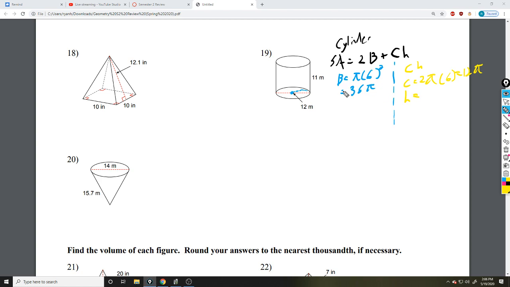And then our height connects the bases together. Connects this bottom circle with the top circle. That's 11. So circumference times our height would be 12 pi times 11. So that equals 132 pi.